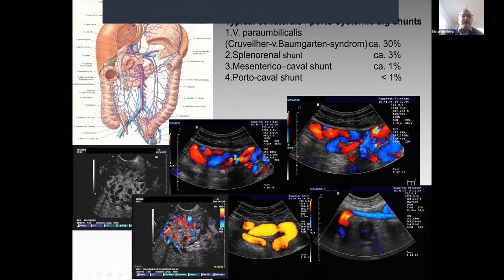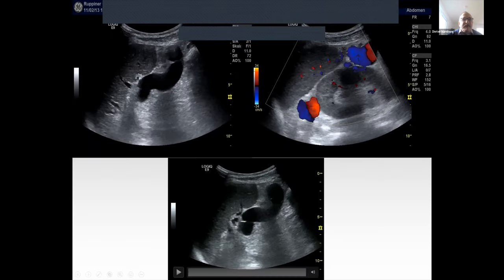On the other side, we have other shunts. They are more seldom, but I would like to show you some of those shunts. If you meet that, you have, for instance, a big vessel on the lower part of the spleen.